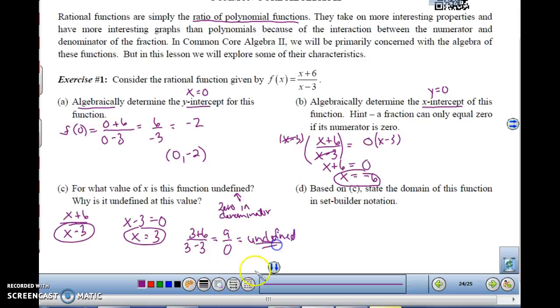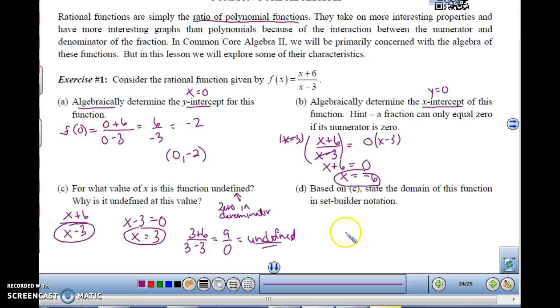Okay, so you cannot divide by 0. Remember my poster in the room. So if your denominator is equal to 0, that makes it undefined. So the value of x here that makes the denominator 0 would be 3. So x equals 3. Okay, so based on C, state the domain of this function in set builder notation.